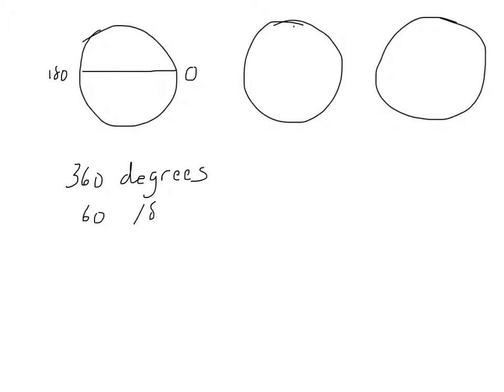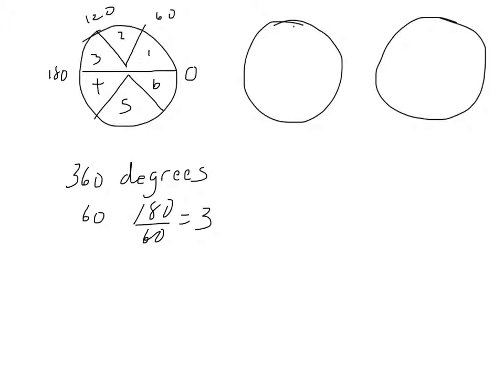So if I take 180 and divide it by 60, I should get 3 parts. So what I'm doing is I'm dividing the top half into 3 parts. Here's part 1, part 2, part 3. And then we would do the same thing with the bottom part and make 3. So this is 4, 5, 6. So if I count, I've got 60, 120, 180, and then another 60 is 240, plus 60 would be 300, and then when I finish at 0 again, I'm up to 360.